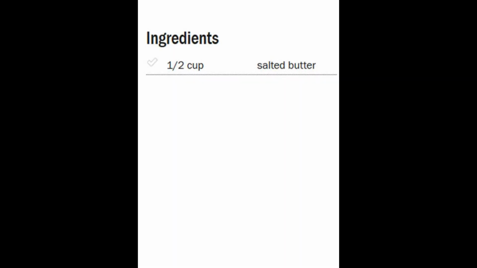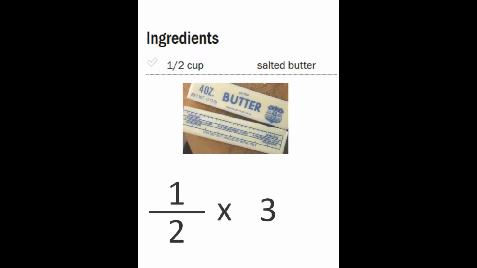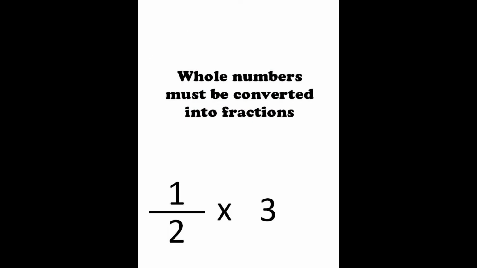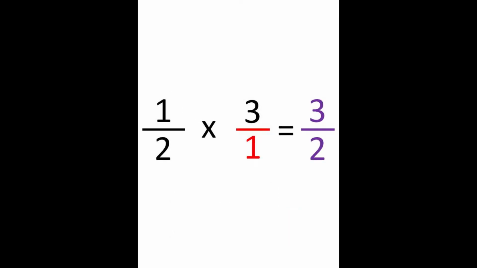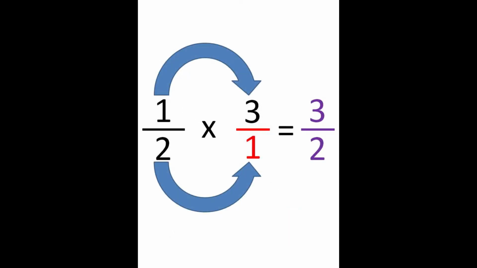Now let's multiply. First, let's look at the ingredient of butter. It needs 1/2 cup. If we're going to take that 1/2 cup and multiply it by 3, the first thing you'll need to do is convert the whole number 3 into a fraction, 3/1. Then you can multiply the numerator times the numerator and the denominator times the denominator. You'll get 3/2.